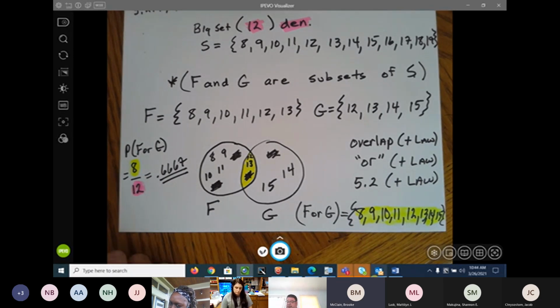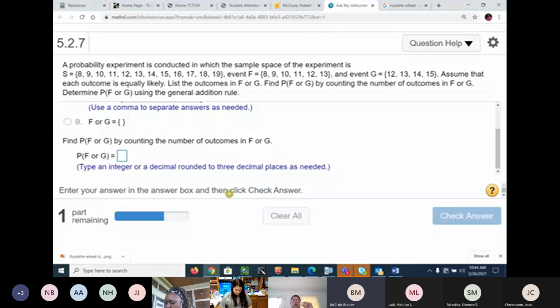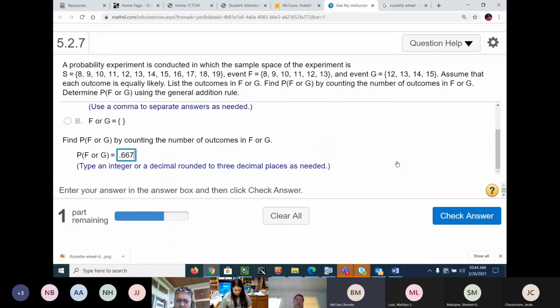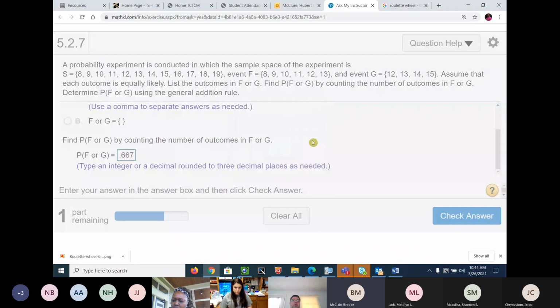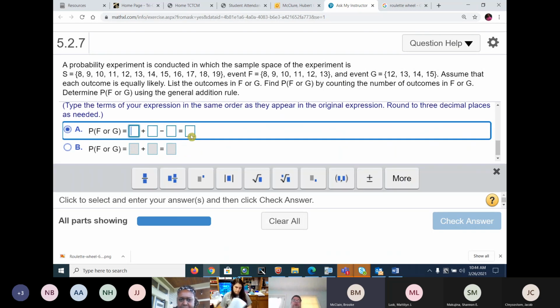Now let's see what the next thing says. Determine P of F or G using the general addition rule. Select the correct choice. Well, you're going to pick this one because you always subtract overlap.